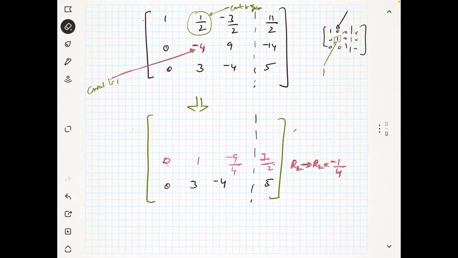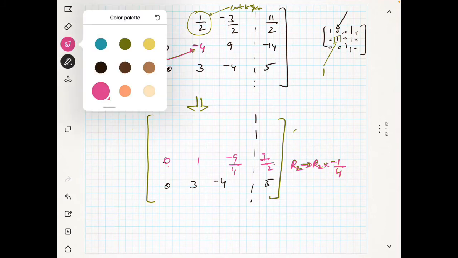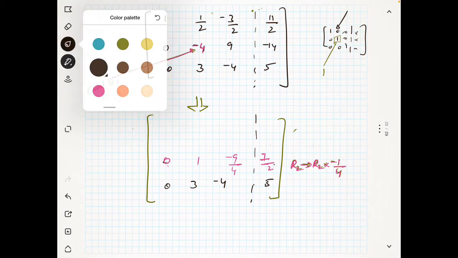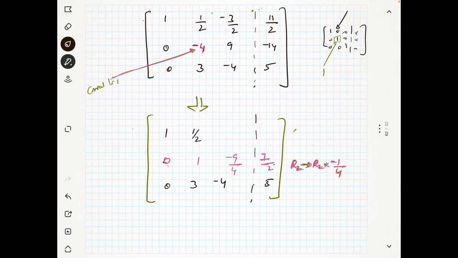Now I am going to change this in the next step. Okay, that's why I am deleting from here. So I will change it in the next step. So I will repeat here this one again: 1 by 2, minus 3 by 2 and 11 by 2.